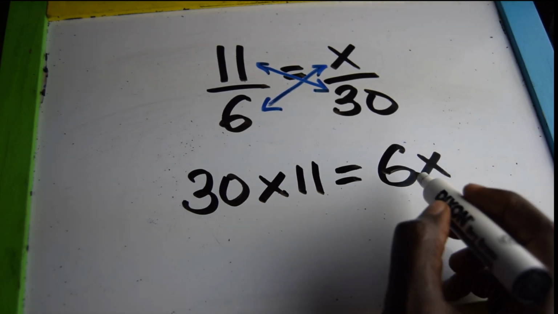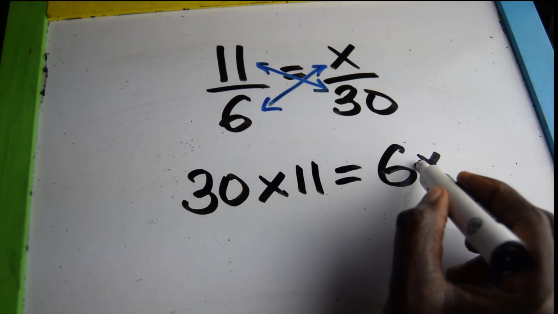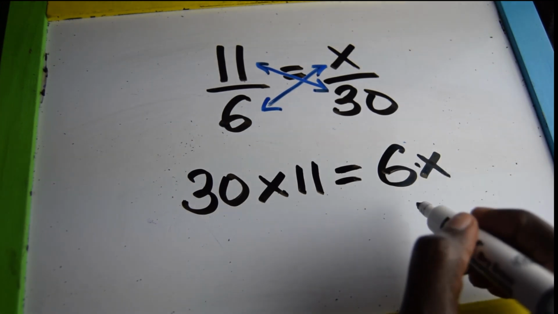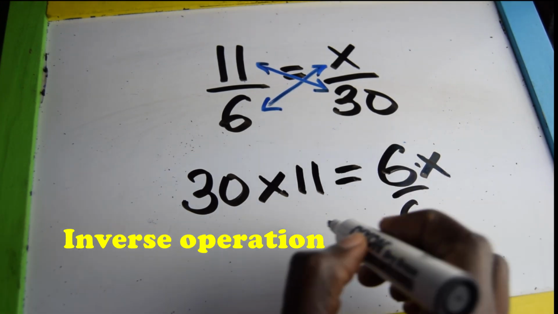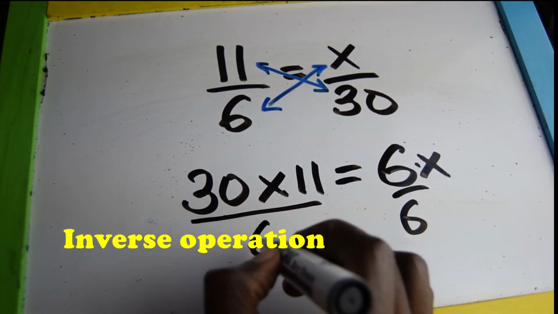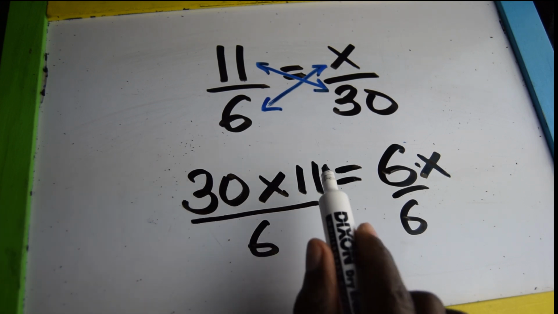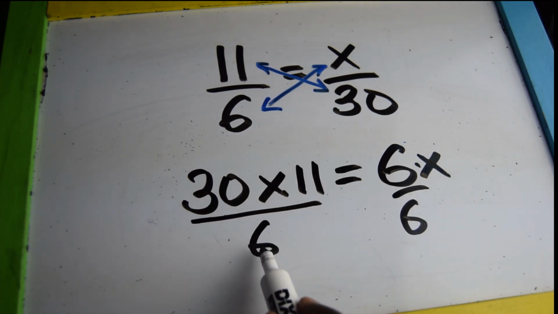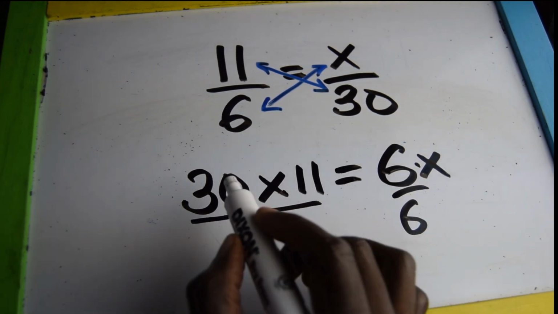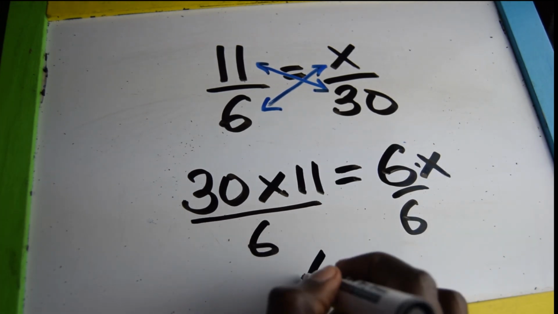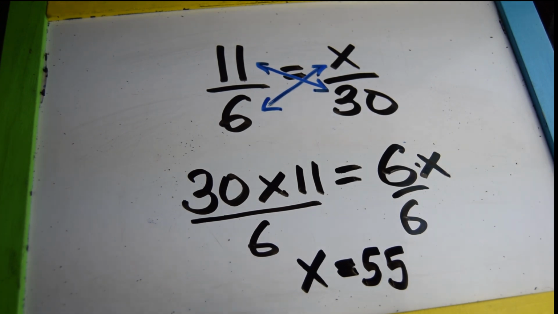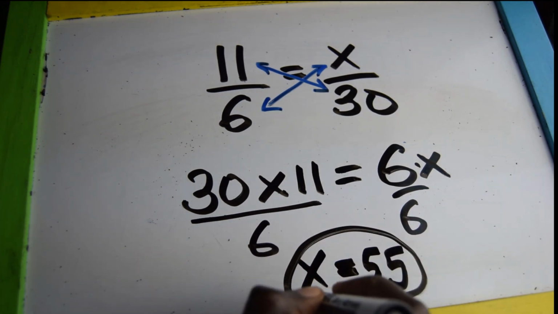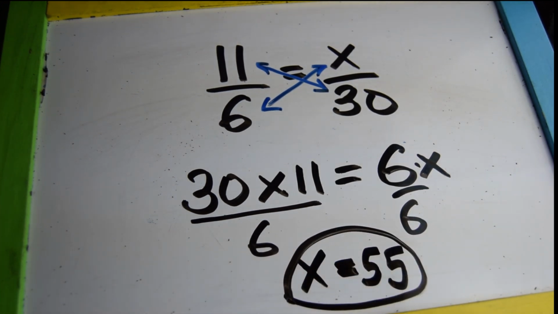Then what do I do with x? Now x is multiplying 6. So the other way of isolating it is to divide this side by 6 and divide this side by 6. So do 30 times 11 and divide that by 6. 6 can divide 30 five times, and 5 times 11 is 55. So x equals 55, and that is your answer. That's how you solve proportions.